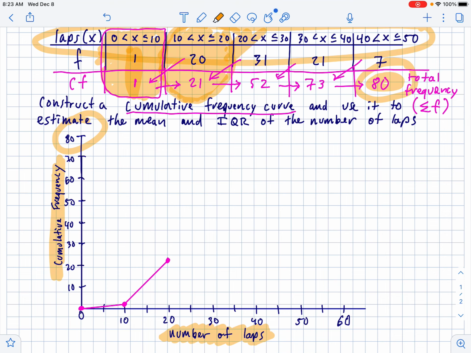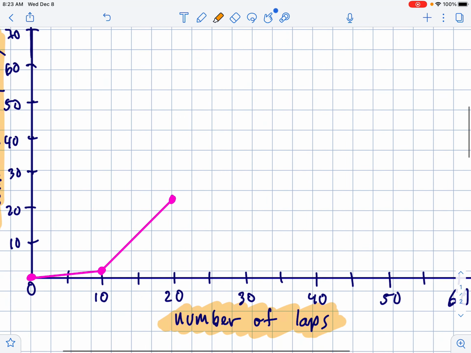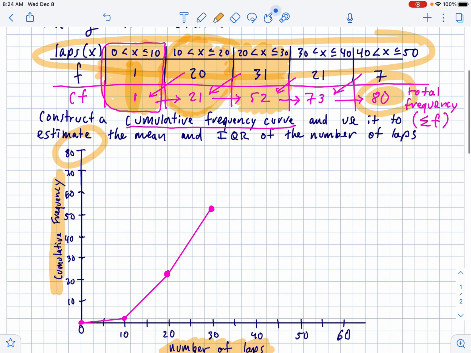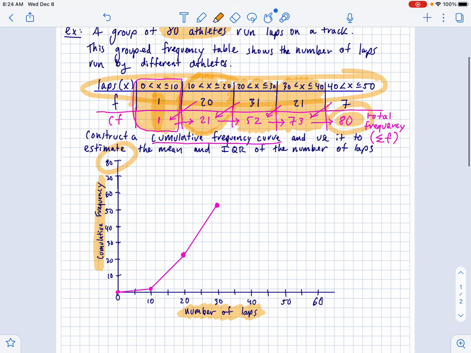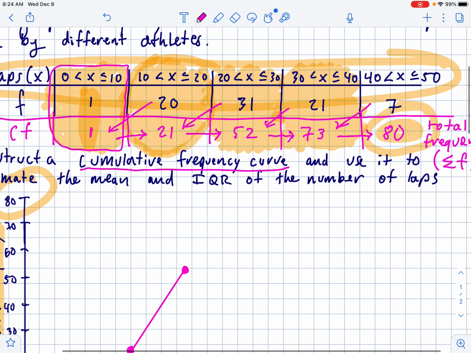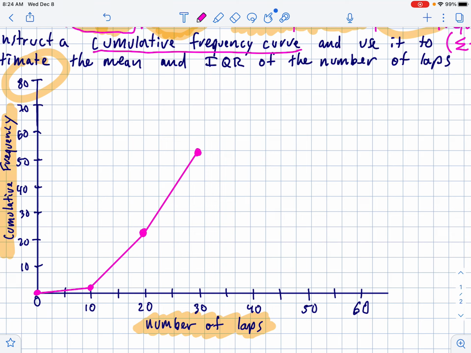The next interval is 20 to 30, and this says from 20 to 30 that it grows from 21 to 52. So if I go back to the 20 to 30 interval, which is right here, it's going to grow from 21 up to 52. So if I trace up, that means it's right about here. Then from 30 to 40, it grows from 52 to 73. So at 40, which is the top of the interval, I should land at 73.